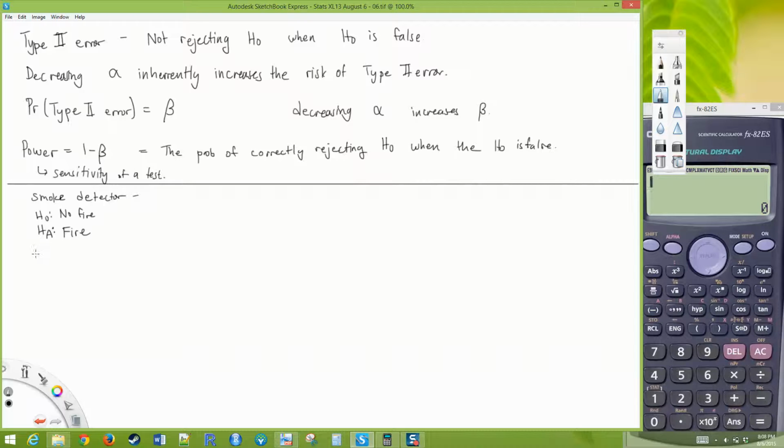So let me list off correct operation. There are two correct operations. Correct operation is sound the alarm when there is a fire. And the other correct operation is don't sound the alarm when there is no fire.